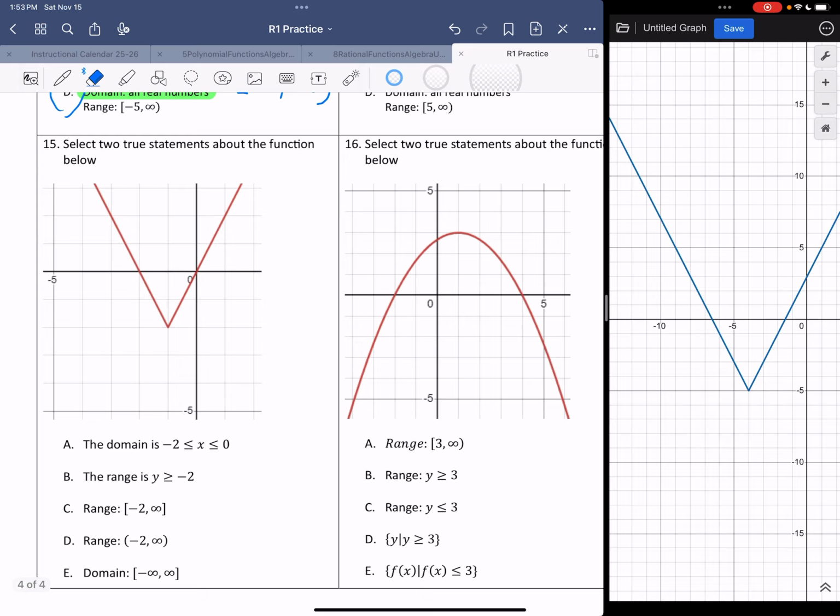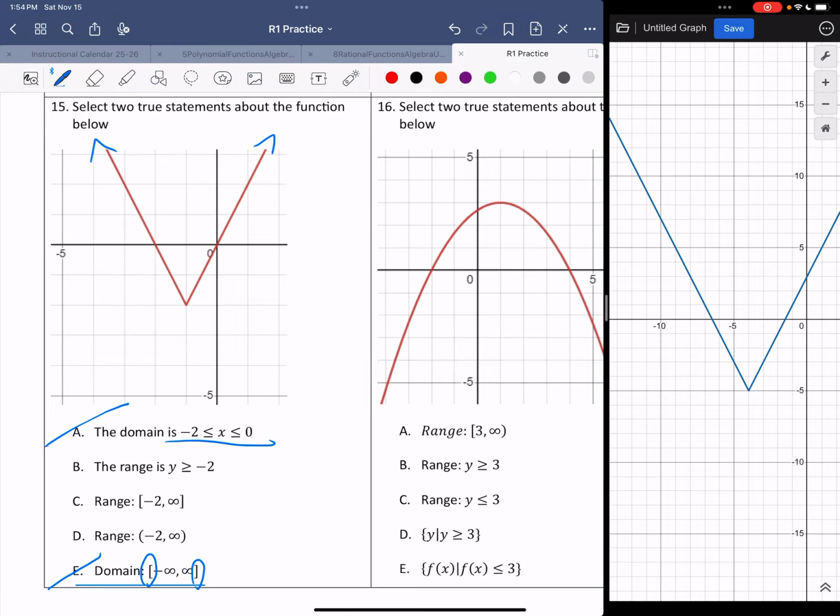So what's the domain of this graph? Do you see it keeps going to the left and keeps going to the right? So the domain cannot be this. And this one cannot be the answer because even though they use negative infinity to positive infinity, do you see they use this bracket, which cannot be happening, so that cannot be true.